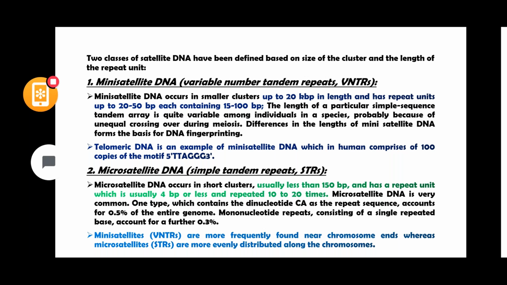Okay. Thank you. So this minisatellite DNA is present in clusters up to 20 kilobase pair in length, and it has repeat units of about 20 to 50 base pair each, each containing 15 to 100 base pairs.